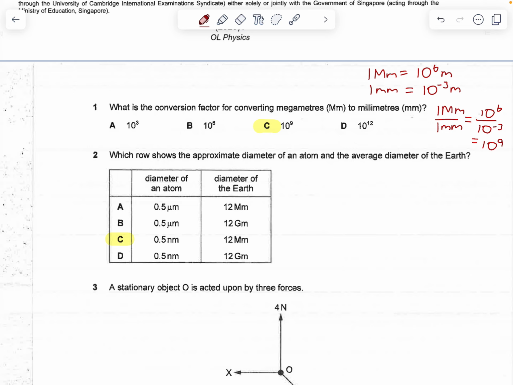Question 2. What's the approximate diameter of an atom and the average diameter of Earth? The diameter of an atom is 5 times 10 to the power of minus 10 meters. The diameter of Earth is 12,000 km, which is 1.2 times 10 to the power of 6 meters.